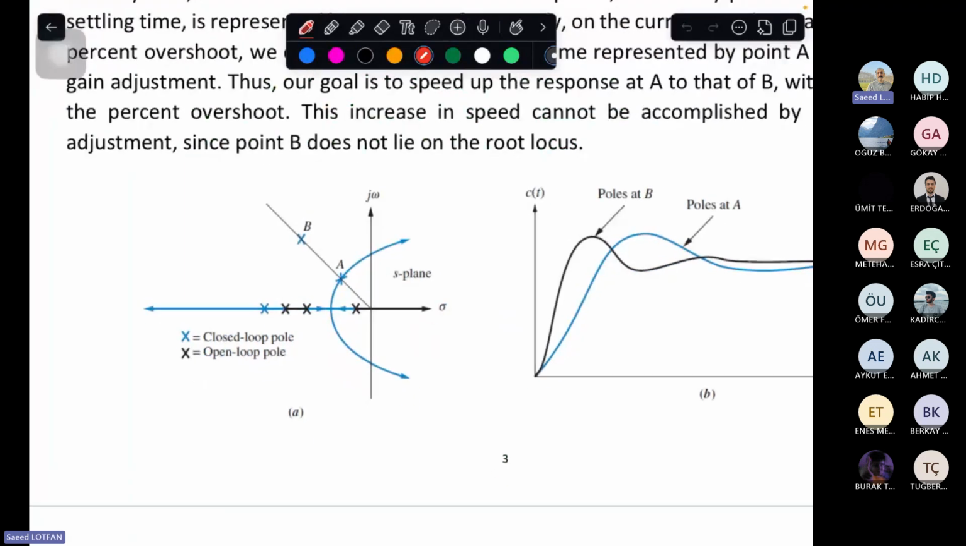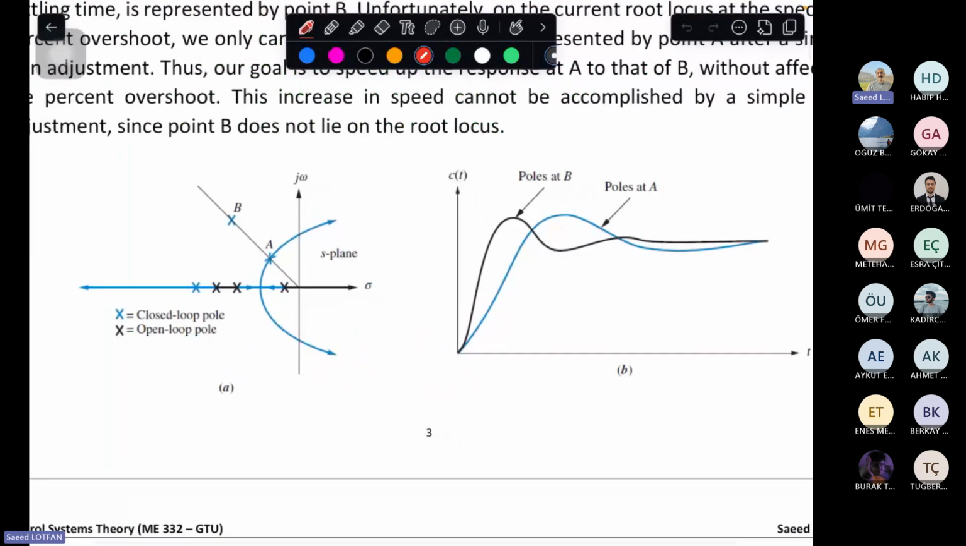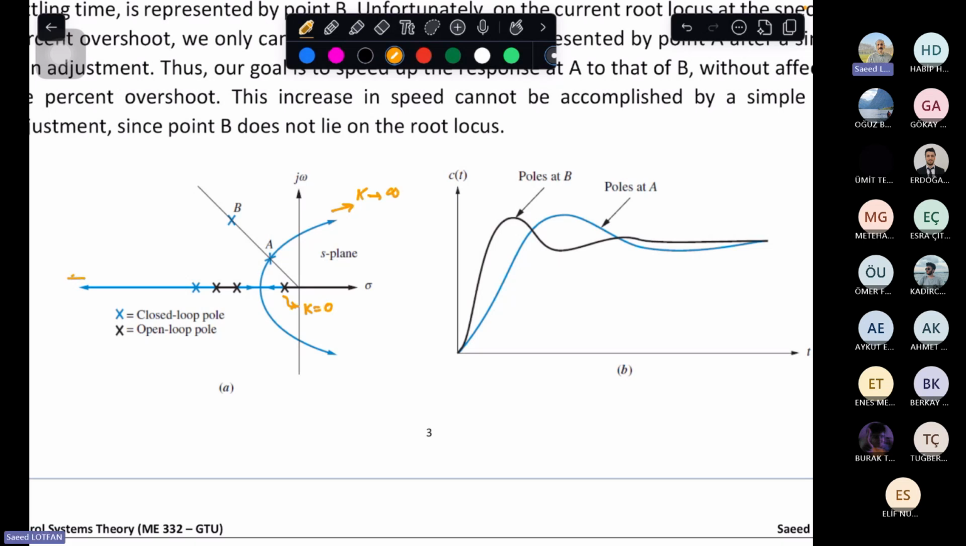Assume this system. We are on point A, and the response for point A is the blue response that we are seeing, the time response or the output of the system. So we have 3 poles, so the system is third order. At these points we have k equal to 0, and as we increase the k, we go on the root locus to k infinity. This is the variation of the gain constant and how the position of the poles of the closed loop system is changing. We are seeing this on this root locus.